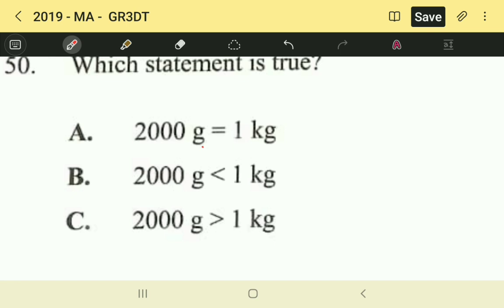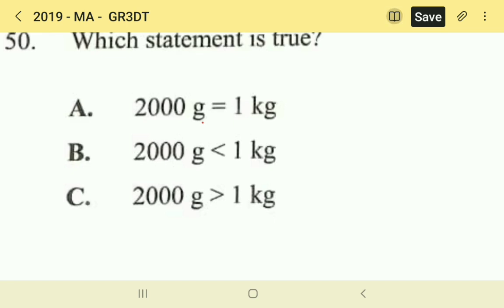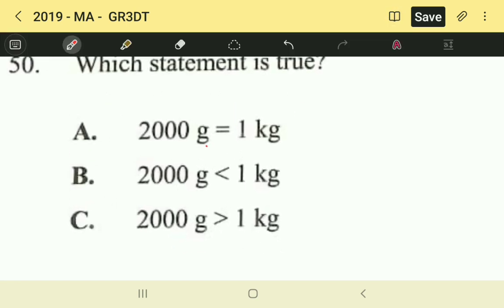So 2,000 gram would be how many kilogram? 2, right? Because 1,000 gram make 1 kilogram. So this can't be equal to this, because 2,000 gram is equal to 2 kg. All right? So 2,000 gram is not 1 gram. This is wrong. Let's look at B.